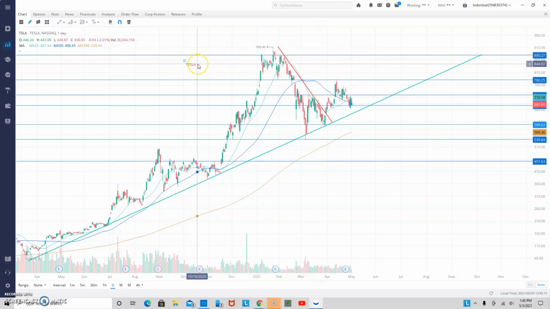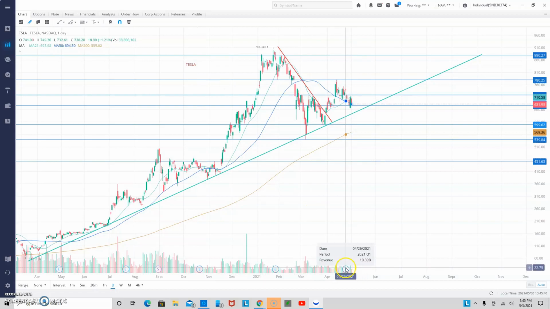And you could see here, let's take a look at their market cap. Their market cap right now is $681.35 billion. Their PE ratio is 710.09. As you all know, their CEO is Elon Musk. And also, they just came out with earnings. You could see here, that was on April 26th, they had earnings. So just about a week ago.